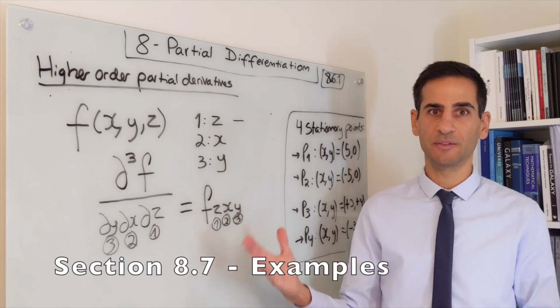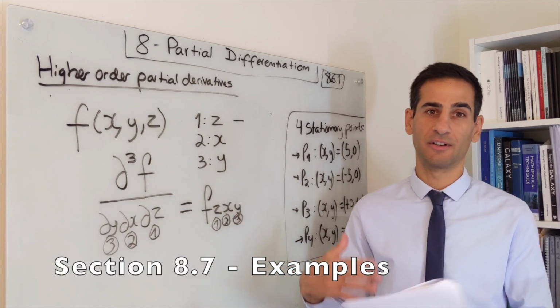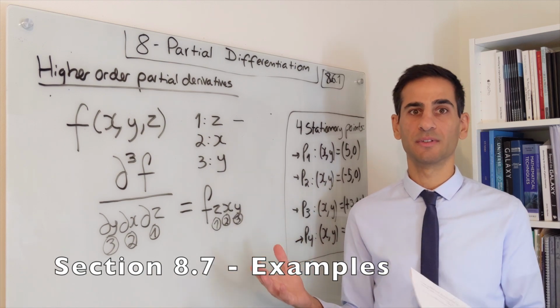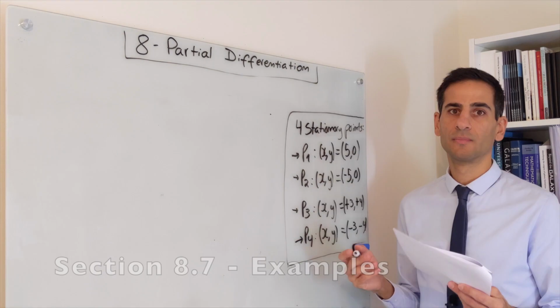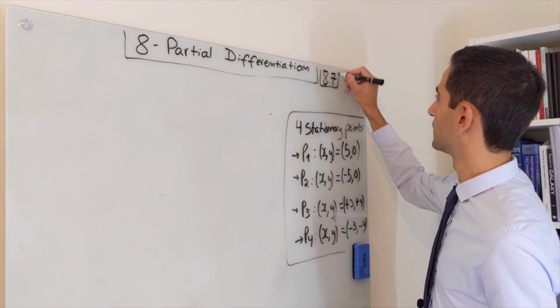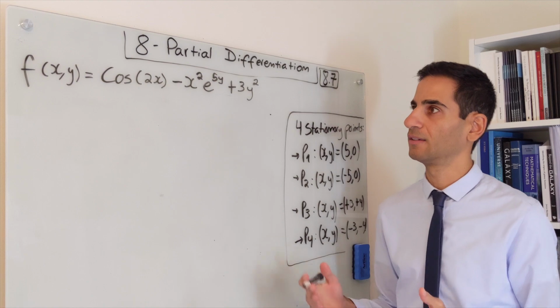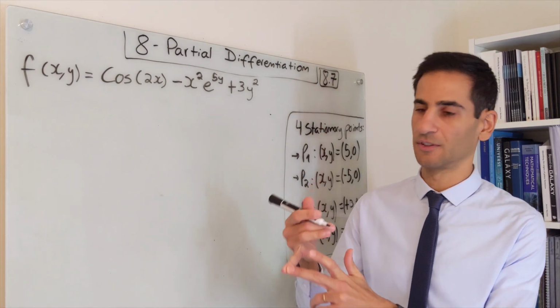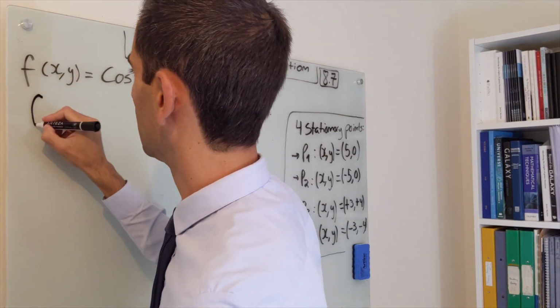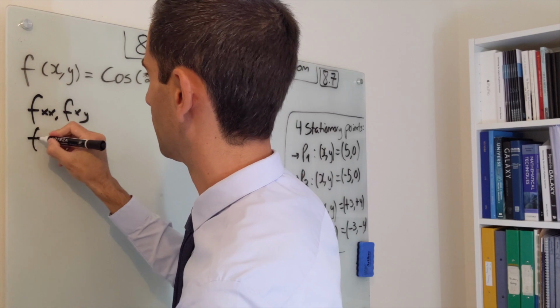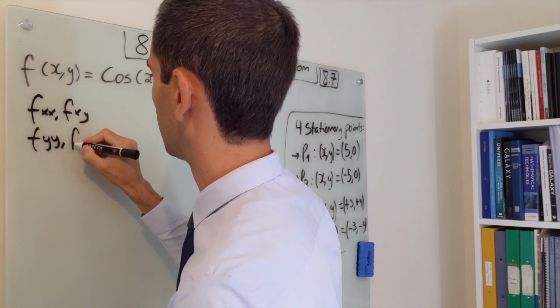Now that you're familiar with the notation, second order or even higher order partial derivatives, let's just try a couple of examples to make sure that you understand the process. You'll find this example in section 8.7 in the lecture notes. If you want to calculate all the second order partial derivatives of this function, you need to calculate f_xx, f_xy, f_yy, and f_yx.